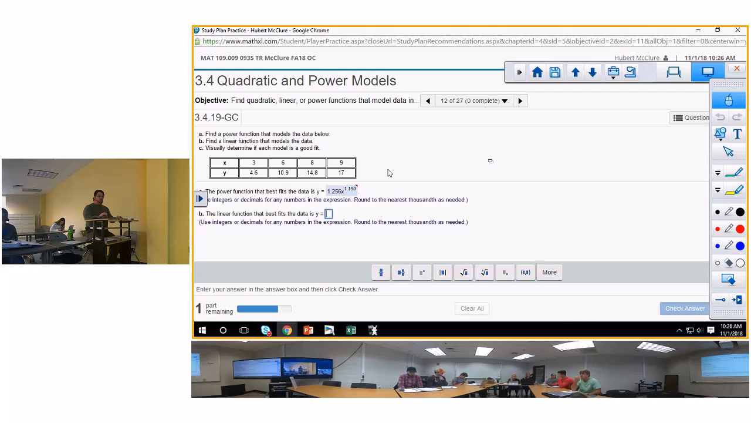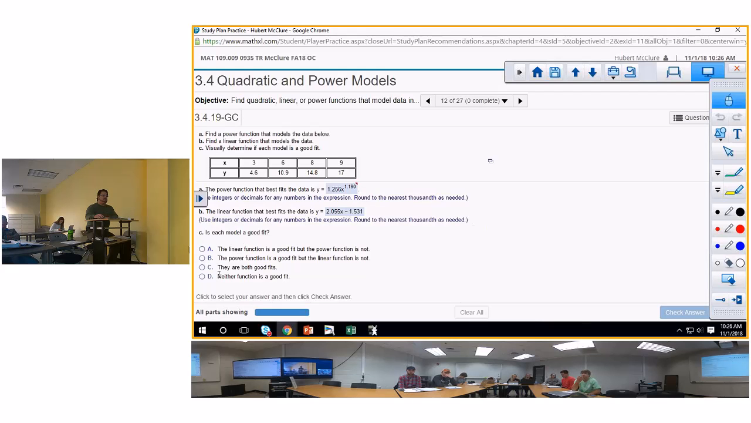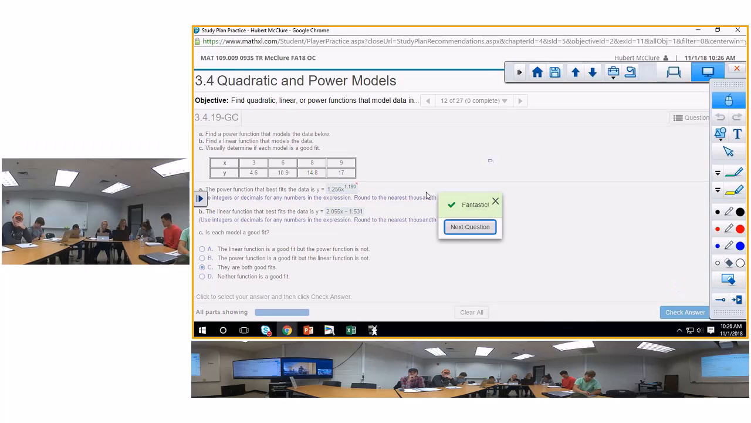Y is equal to 2.055x minus 1.531. All right, and then I think the linear, but if I said linear, it's going to say A is better. So they both are good fits. You could use that. Okay, you will because it says power function is not. I think C. So I don't believe it.